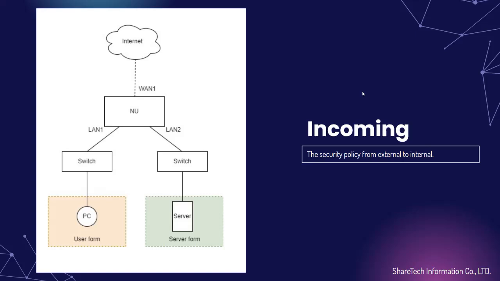Incoming is an external to internal rule. When we need to map a port to an internal host, we will set the rule here. For example, if I have a web server that needs to open HTTPS and HTTP to the internet, I can set the rule in incoming.